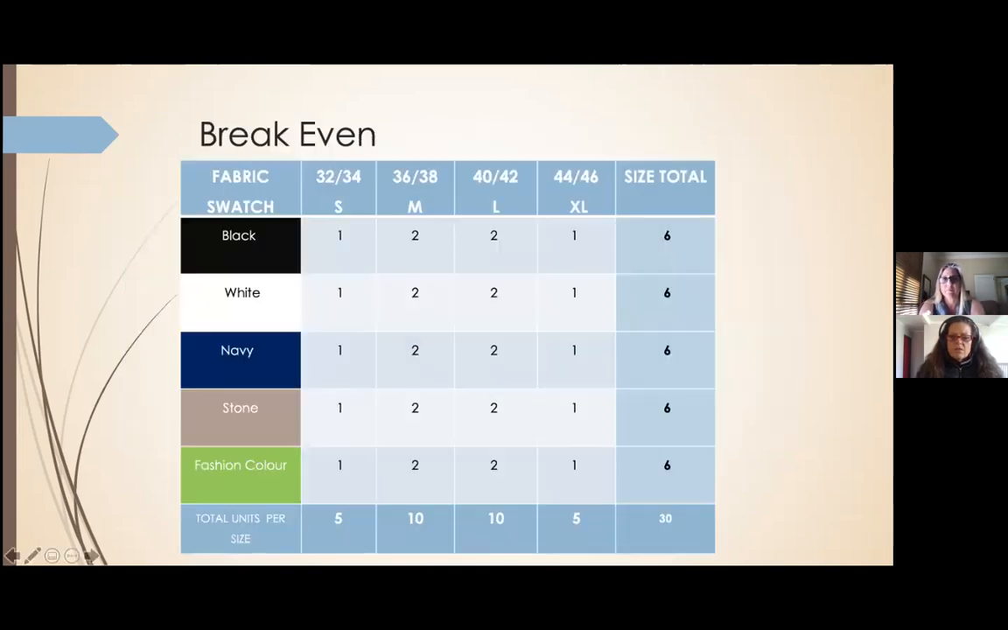So what size of collection do you recommend for a small designer starting out?